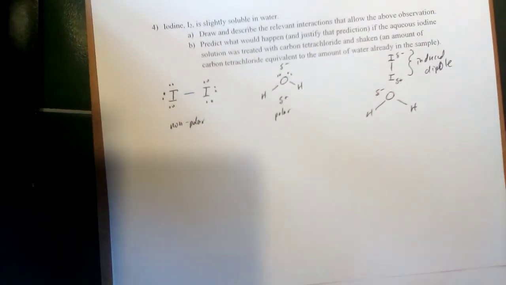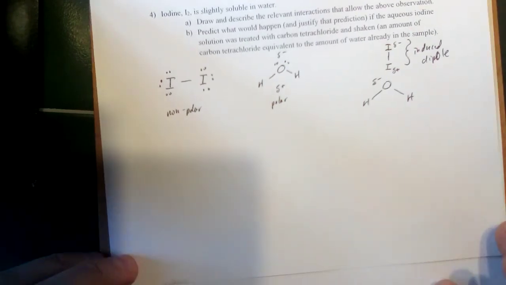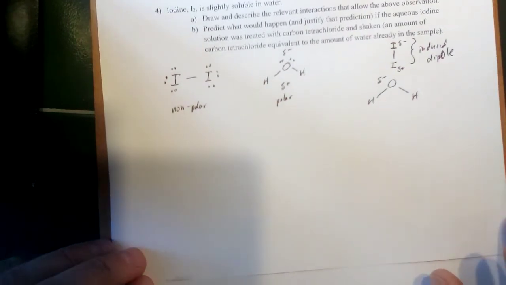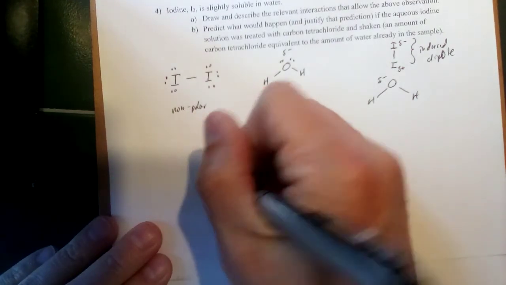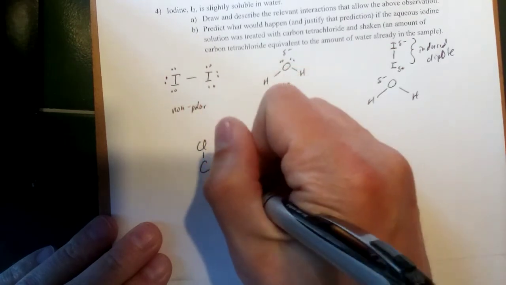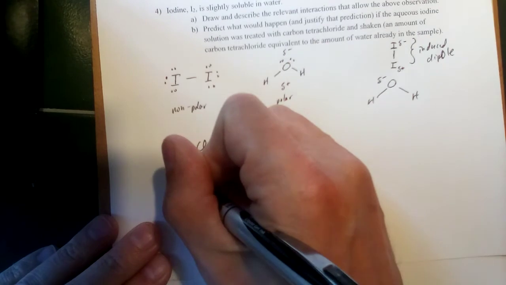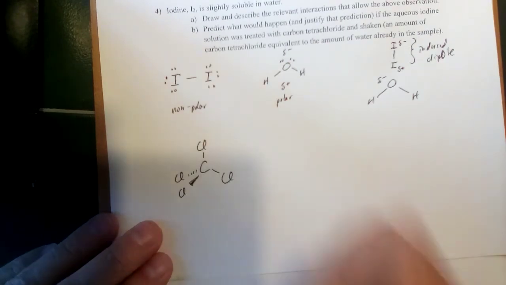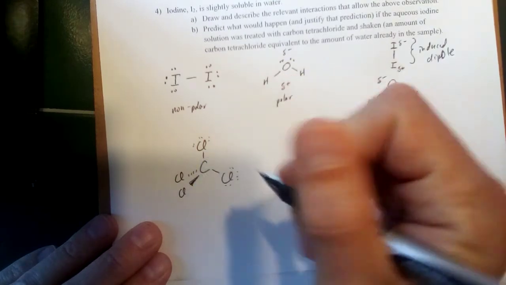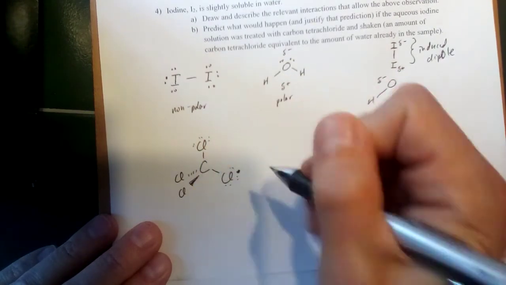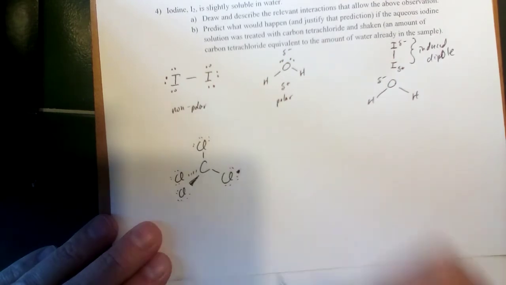Okay. Now part B says to predict what would happen, and justify the prediction, if the aqueous iodine solution was treated with carbon tetrachloride and shaken. Carbon tetrachloride, 4 chlorines around a carbon, is going to end up being tetrahedral. You might draw the structure first, realize it's got 4 bonds, 4 sets of electrons. I made one too many dots there. But you should get to the point where you recognize it's tetrahedral.